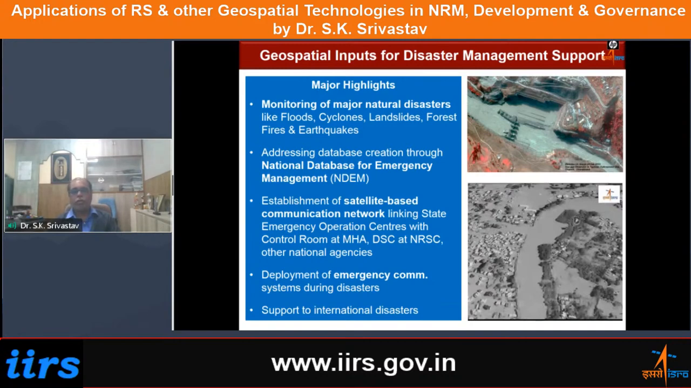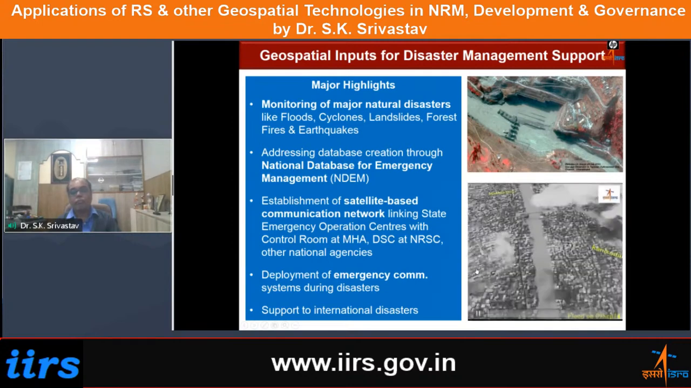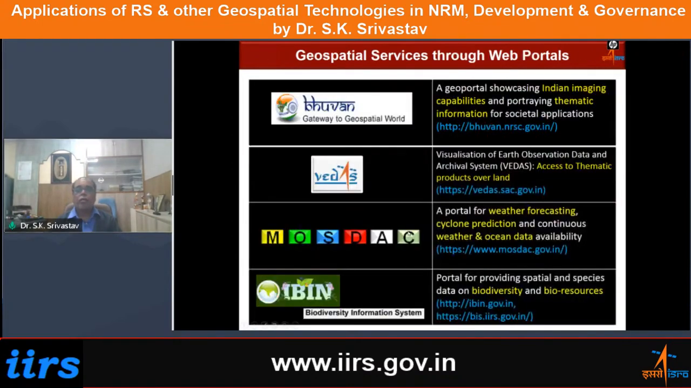This way, disaster management is a full-time 24/7 activity which is done at the National Remote Sensing Center at Hyderabad. These are some of the important portals which, whenever you have time, you can have a look at.